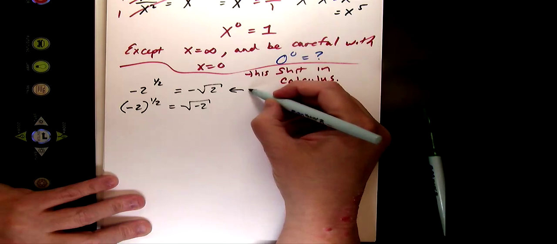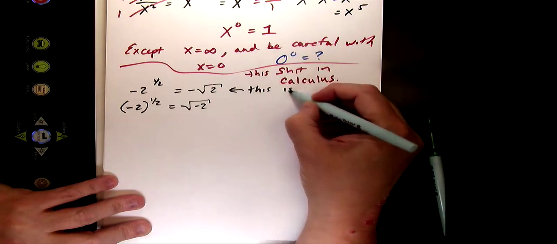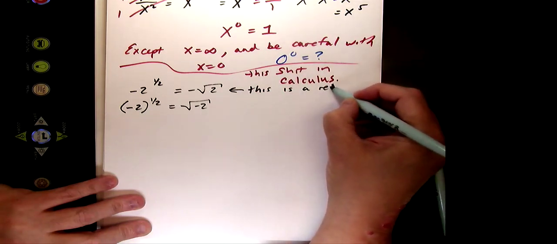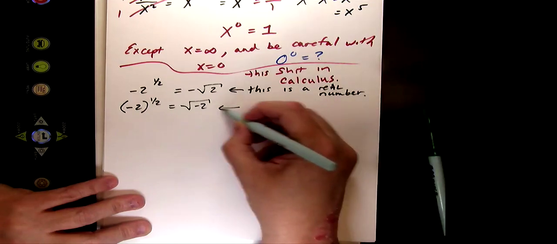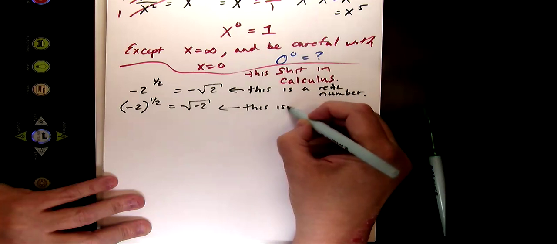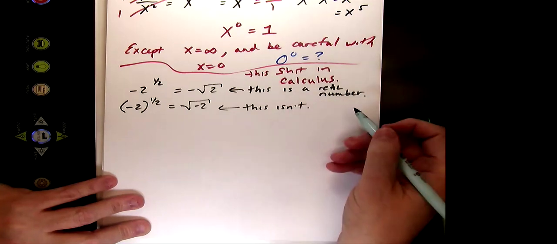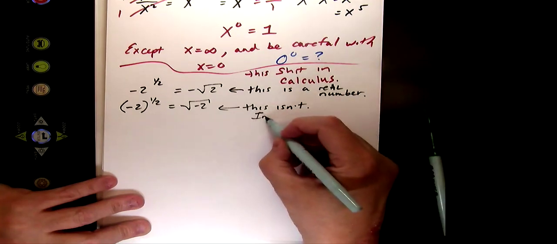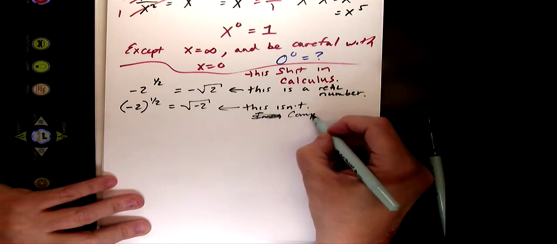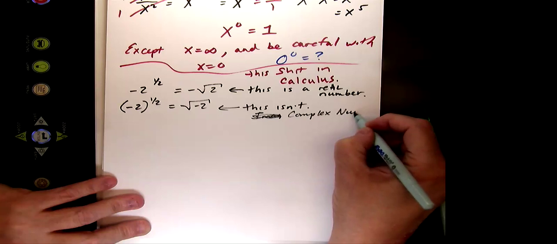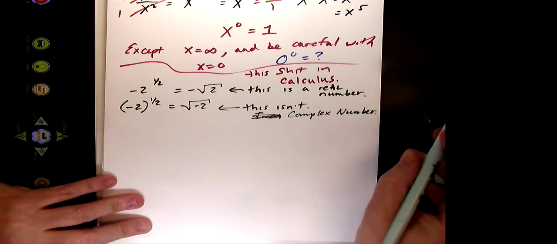This is a real number. This isn't. It's called an imaginary number. Well, it's called a complex number. And we'll cover complex numbers a little bit, in like 40 minutes or so.